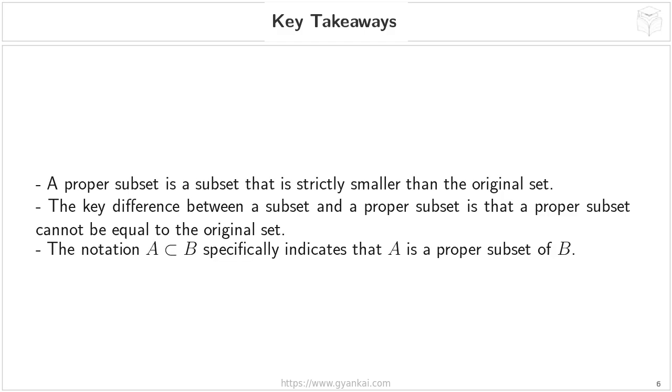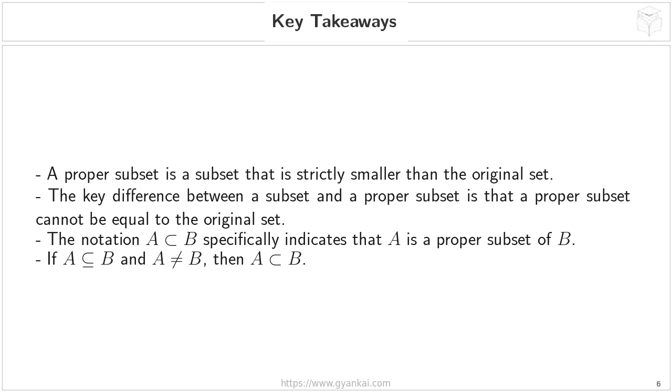Now, let's talk about notation. We use the symbol A is a proper subset of B to specifically indicate that A is a proper subset of B. You'll hear mathematicians say A is a proper subset of B. The symbol itself looks like a subset symbol, but it's open-ended, meaning it doesn't include the possibility of the sets being equal.